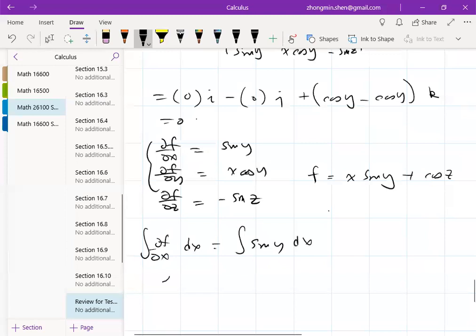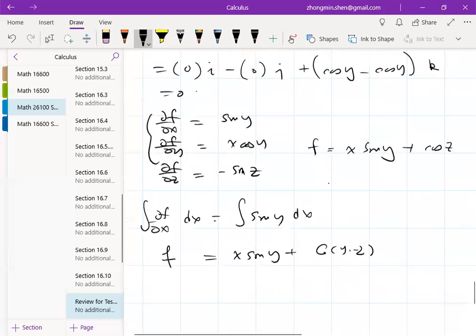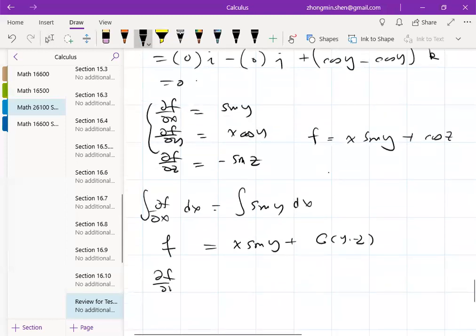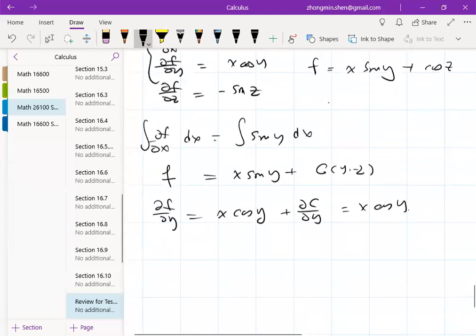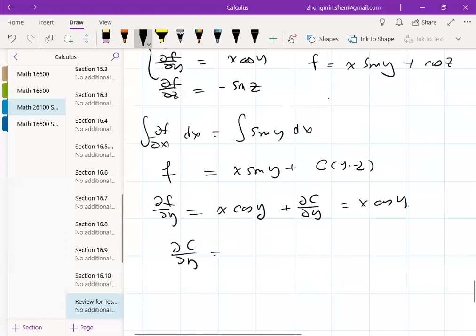Then you have f. There's x sine y plus c, which depends on y and z. Then you put it into the second equation. It's going to be x cosine y, and this is going to be x times cosine y. And then this is supposed to be 0. That means c is independent of y. So that implies c is just c of z.